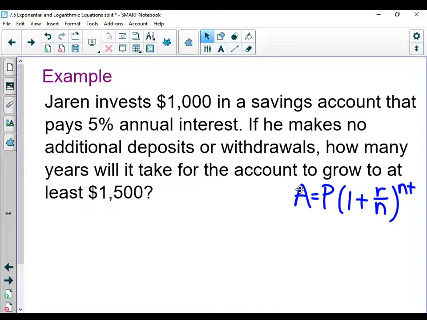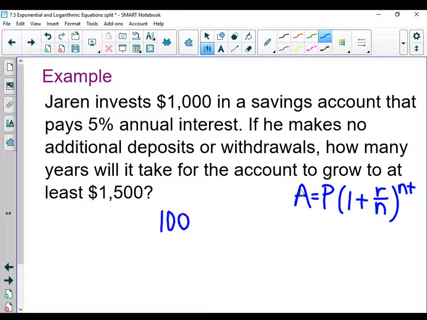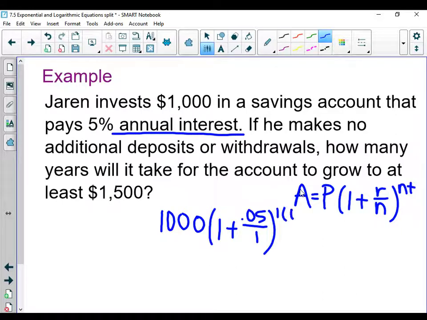Okay, so I would suggest when we're setting this up, I would put A on the other side, because if you remember when we're doing around the world, the equal sign's on the right side. So if my original amount is 1,000, my rate is 5%, so 0.05. It says annually, so that's just a 1. And then we have our time, and we want to know how long it's going to take us to make $1,500.